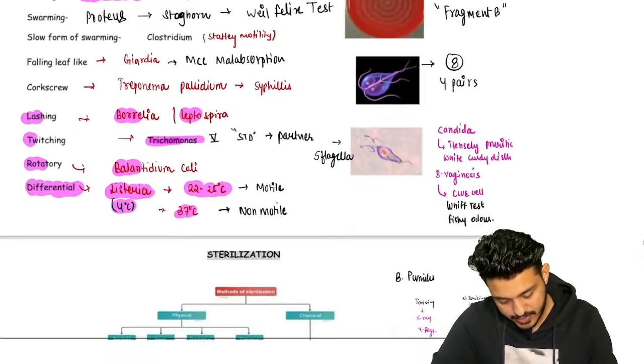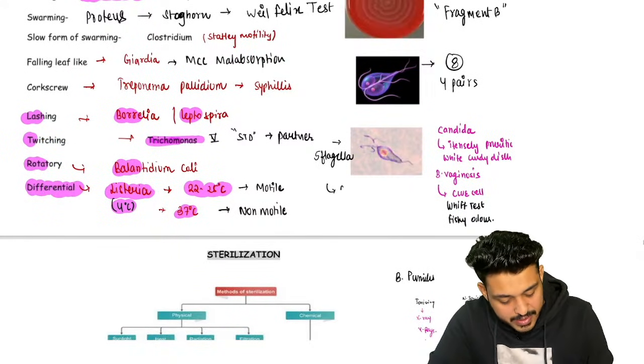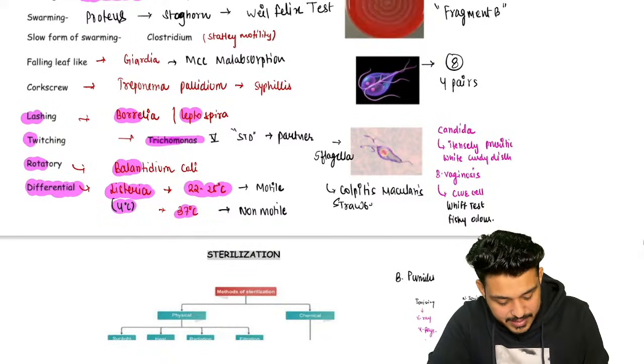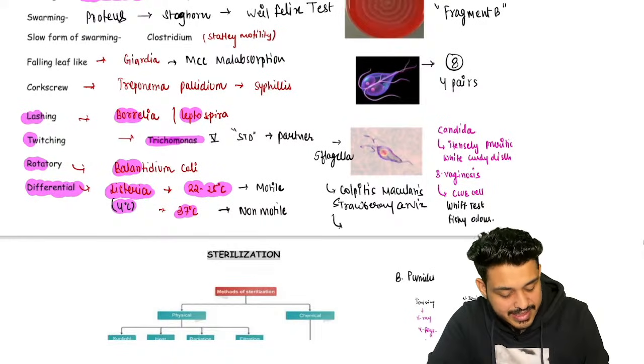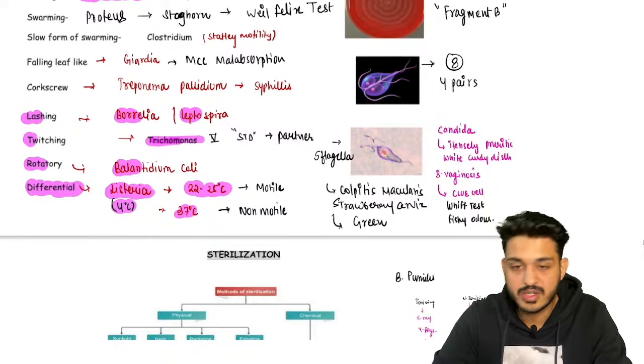Okay, so this is going to cause what? This is also known as colpitis macularis, and also known as strawberry vagina or strawberry cervix. And what kind of discharge will be there? A green color discharge will be there, right? So this is how you can appreciate the difference between these three things.